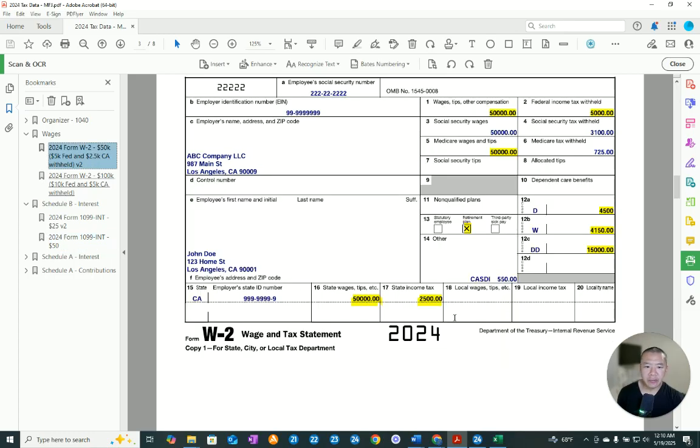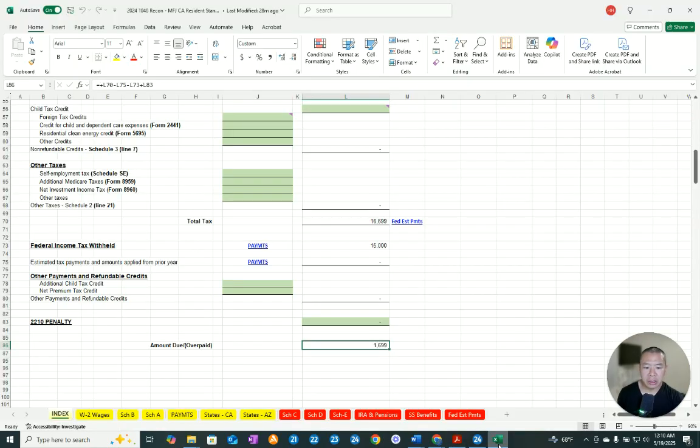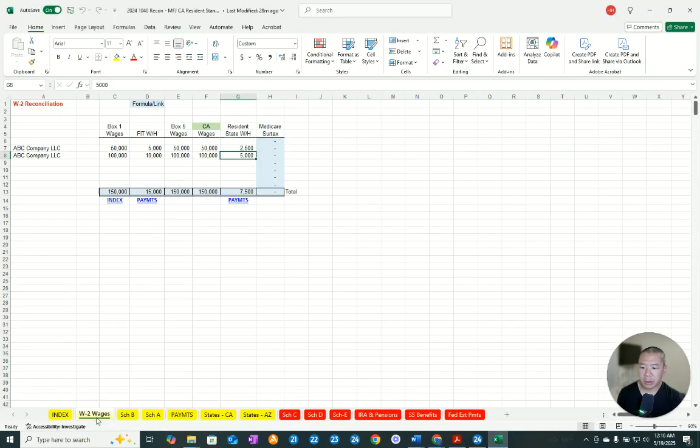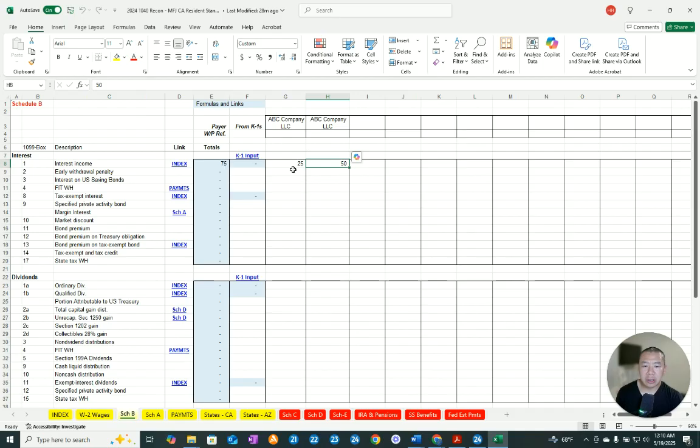So I look at this information and input it into my 1040 reconciliation work paper, which is right here: 50 grand of wages, $5,000 federal taxes withheld, 50 grand of Medicare wages, 50 grand of California wages, $2,500 California taxes withheld. Same thing with the spouse. Essentially, the numbers are doubled. For the interest, 25 bucks, 50 bucks, and that's it.